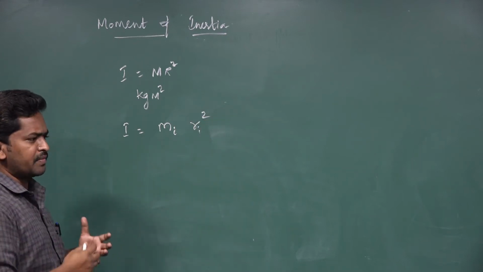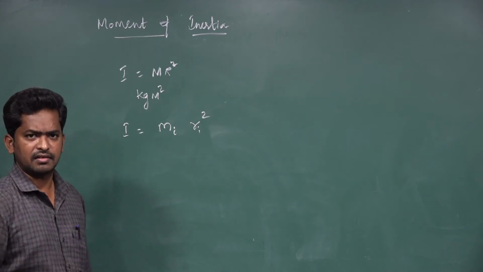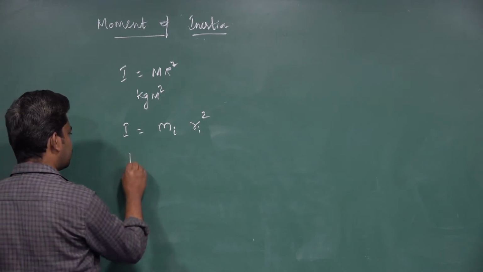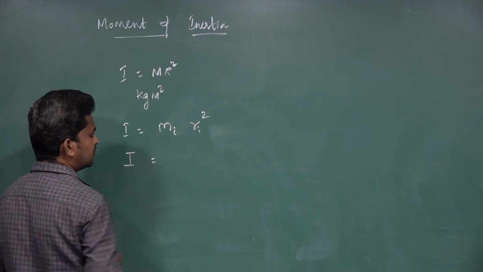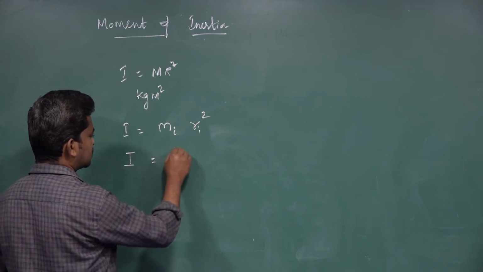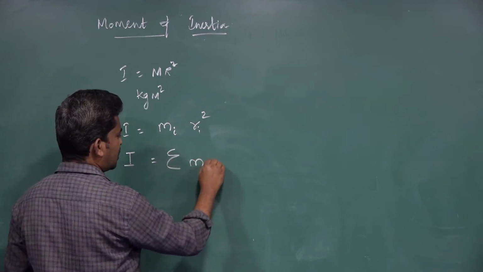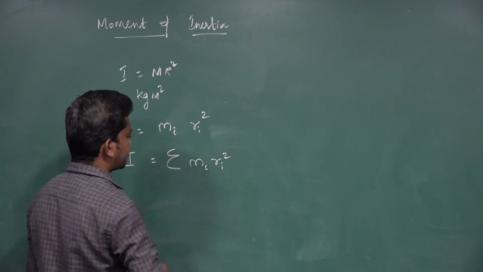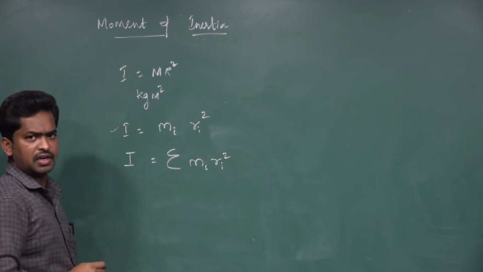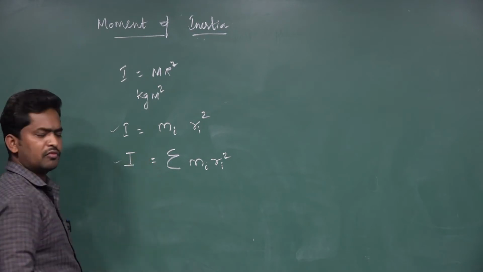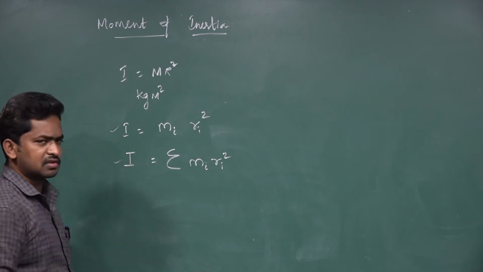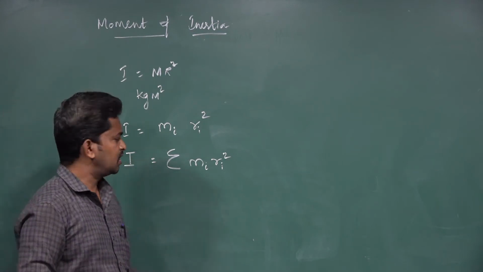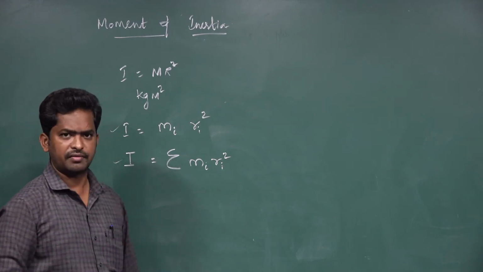And it also applies to the overall bulk material. To calculate the moment of inertia of bulk material, the moment of inertia is equal to the summation of mi ri square. This is the point mass moment of inertia, and this is for the overall bulk material. Moment of inertia is equal to summation of mi ri square. This is the basic formula for moment of inertia.